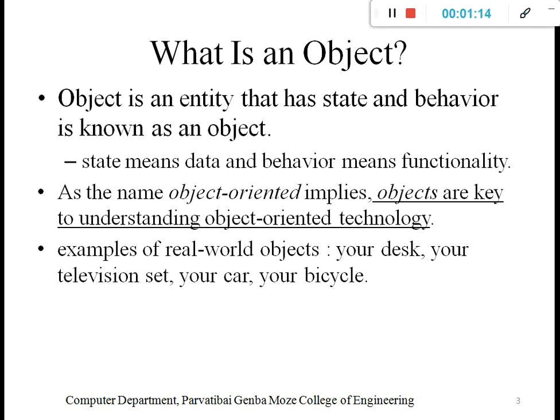As the name implies, object oriented means objects are the key to understanding it. If we want to understand the object oriented programming subject, then we definitely need to know what exactly an object is. If we are clear about the object concept, then we can easily understand the use of object oriented programming. That's why the examples come from the real world. Objects are like your desk, your television, your car, your bike, or your bicycle. These are objects in the real world.